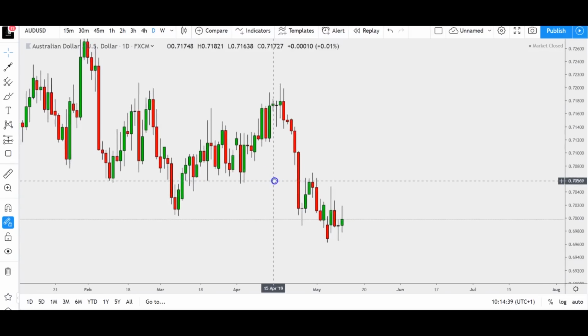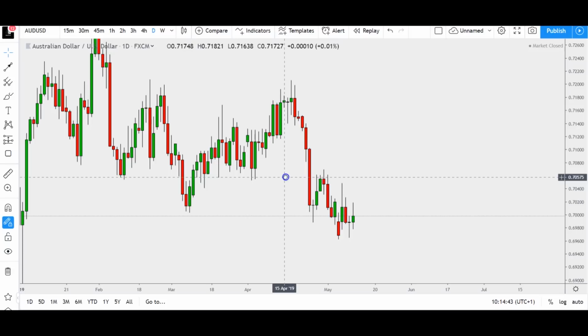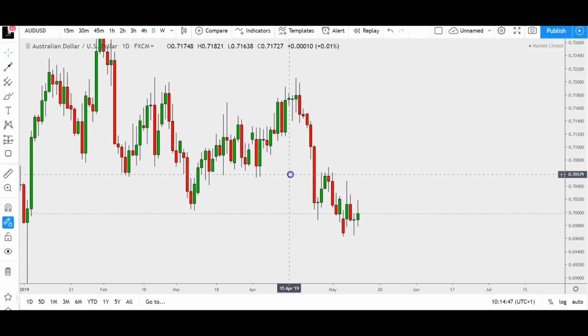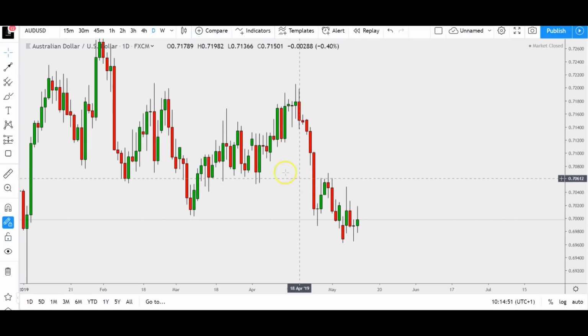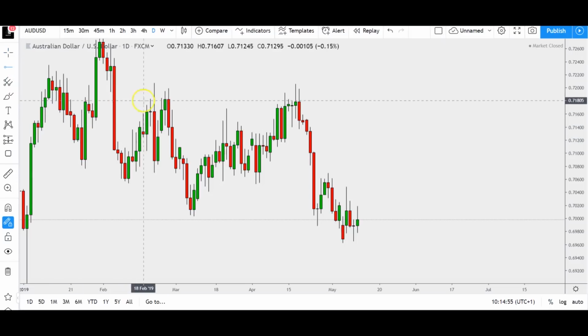The next pair I'd like to focus my attention on is Aussie USD. Now, this looks like a very messy structure at the moment, but we can break it down into a very simple format. The first thing I want to be noticing right now is previous structure, just to see what's been happening in the behavioral patterns.